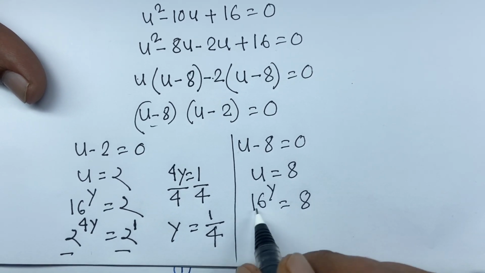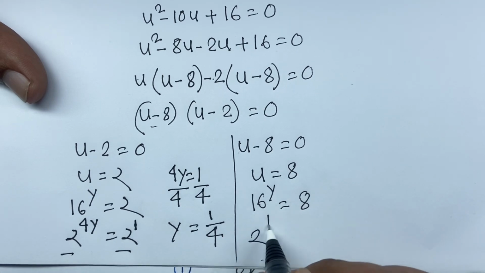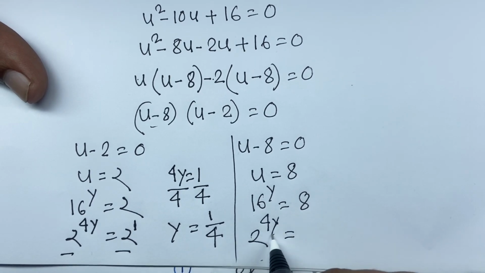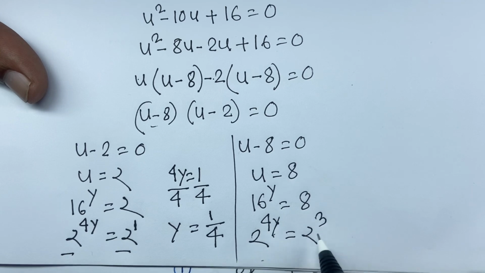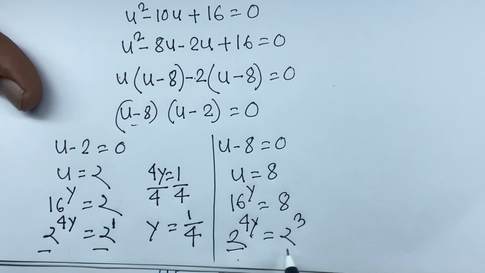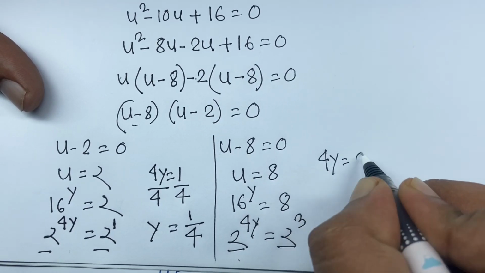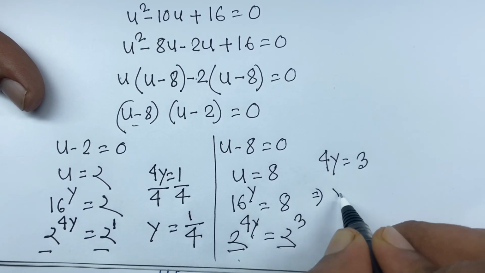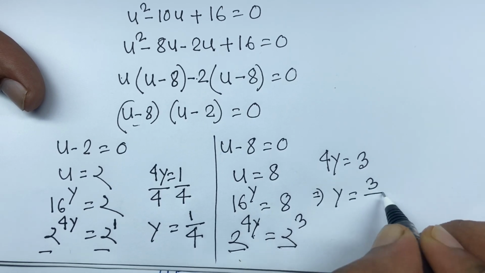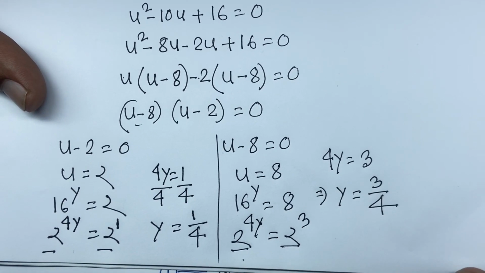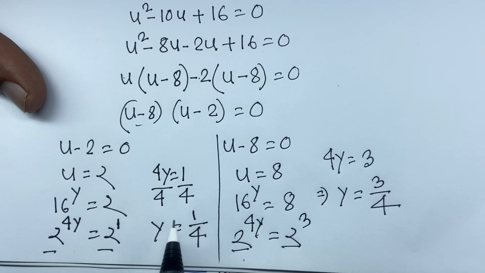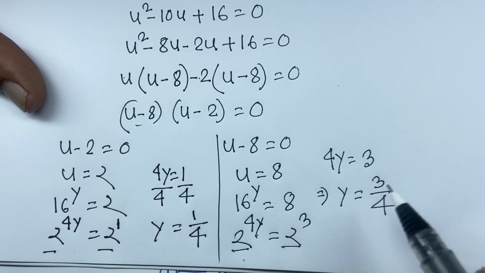And at this moment I can see it will be 2 to the power 4y is equal to 2 to the power 3. So 2 to the power 3, it will be 8. Then this base is the same again, and I can easily see the exponents are equal. So we'll find out in this case y is equal to 3 over 4. So we'll find out the value of y is equal to 1 over 4 and y is equal to 3 over 4.